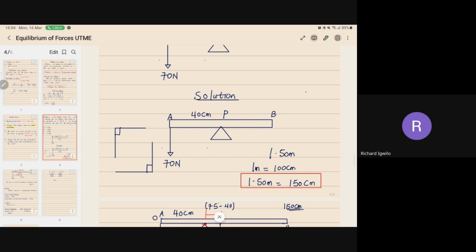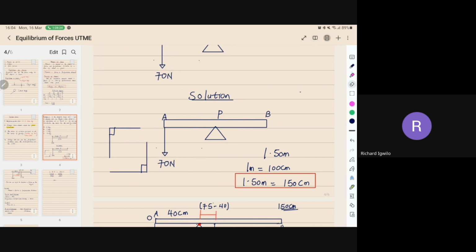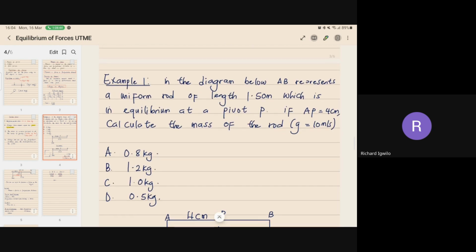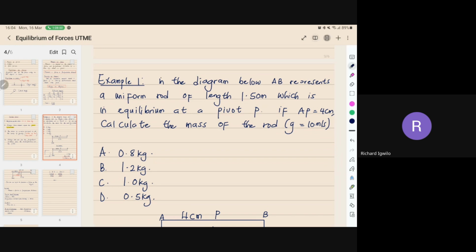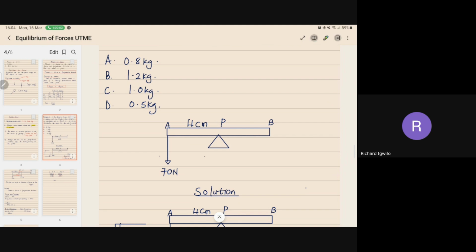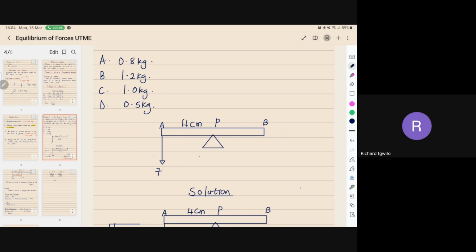I've seen the question, but the parameters given were 40 cm and then 7 Newton, not 70 Newton. After solving, you get 0.8 kilogram. Somebody said the answer. Okay, here it should be what? The length is 4 or 40? Is that what you said? 40. Okay, 40. The other one is 7 Newton, not 70. Yes, that's the problem.